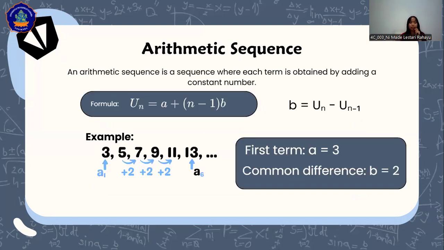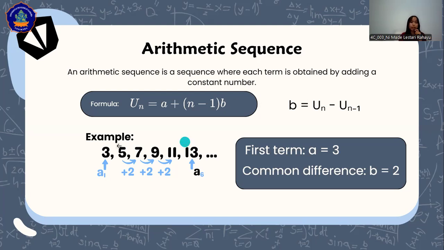Okay, this is the first type of sequence in mathematics, namely the arithmetic sequence. An arithmetic sequence is a sequence where each term is obtained by adding a constant number. This constant number is called the common difference. The formula of the arithmetic sequence is U sub n equals A plus n minus 1 times B.